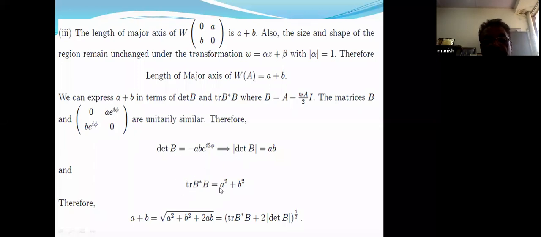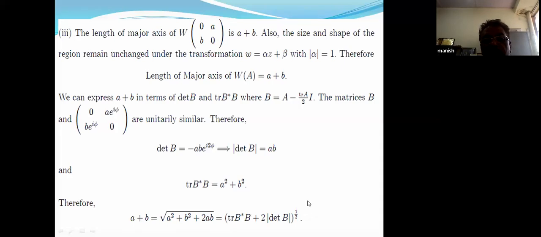Also, trace B star B is the same for unitarily similar matrices. So trace B star B is this expression. And from here we calculate A plus B. This comes out to be A square plus B square plus 2AB. And from these two equations, it equals trace B star B plus 2 modulus determinant B, to the power half.